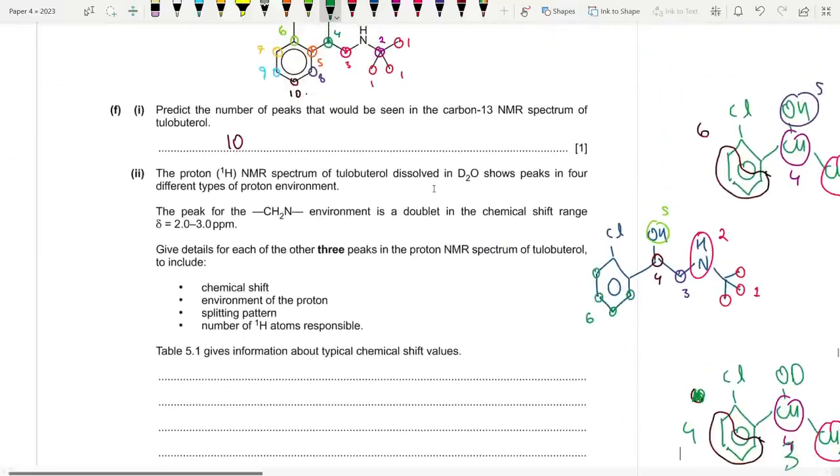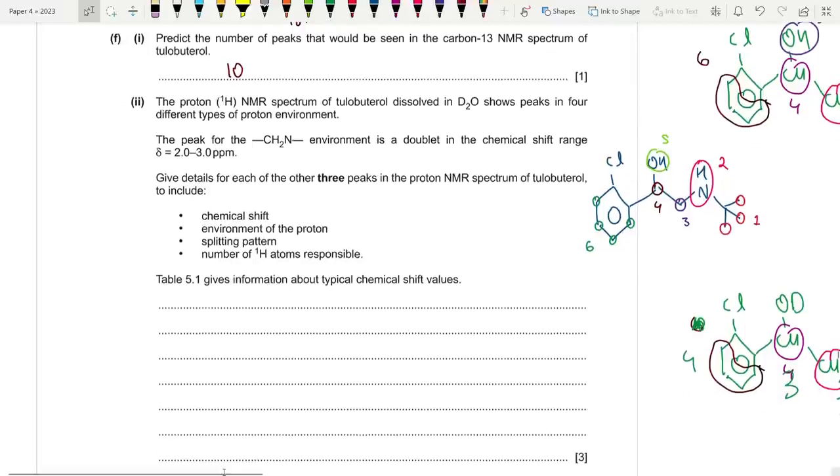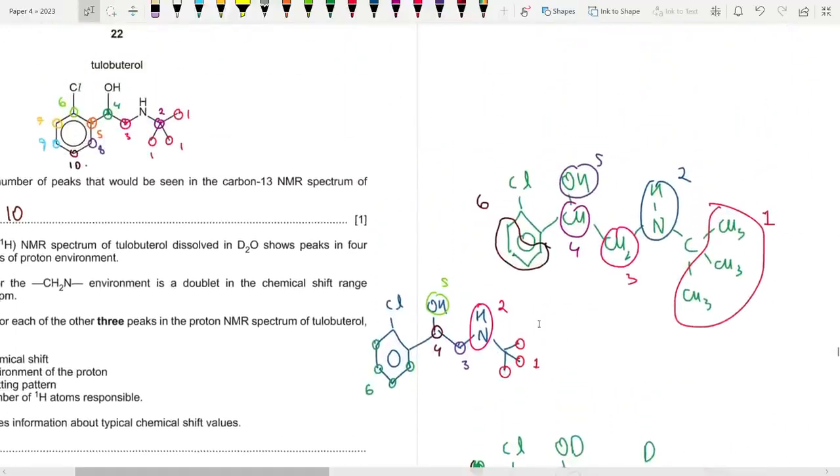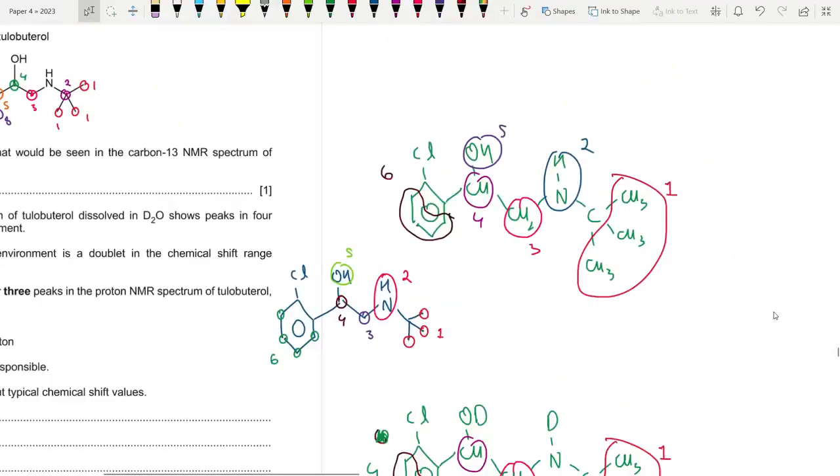The proton NMR of tolubutyl is dissolved in D2O. Now it shows 4 different types of proton environments. The peak for the CH2N environment is a doublet. Now let's try to find out the types of the peaks. This is also important. Basically, guys, if you're attached to an electronegative atom, you're going to be a singlet. This was a singlet.